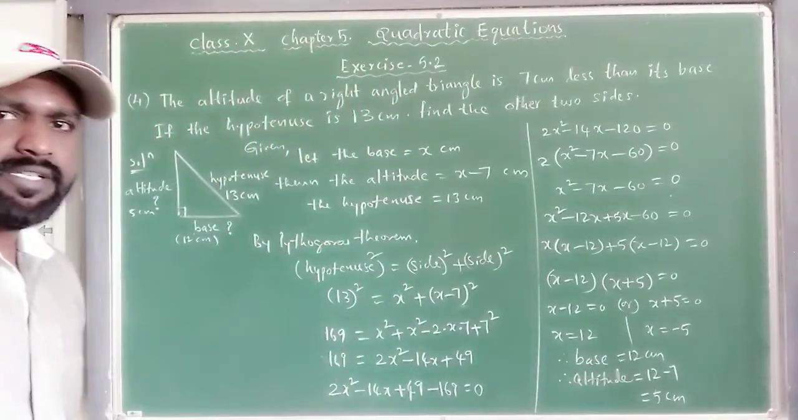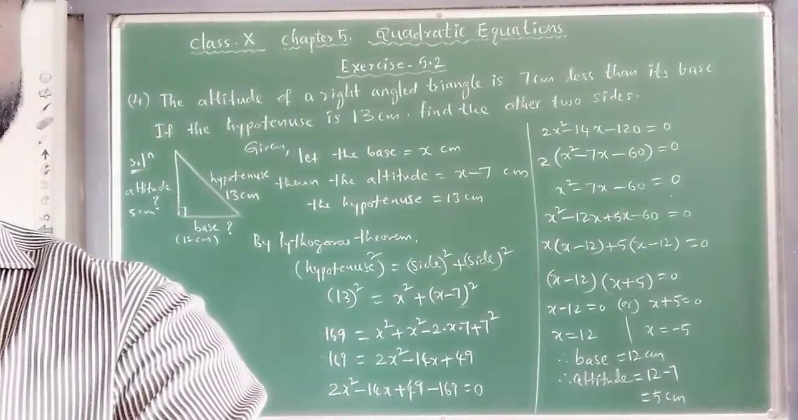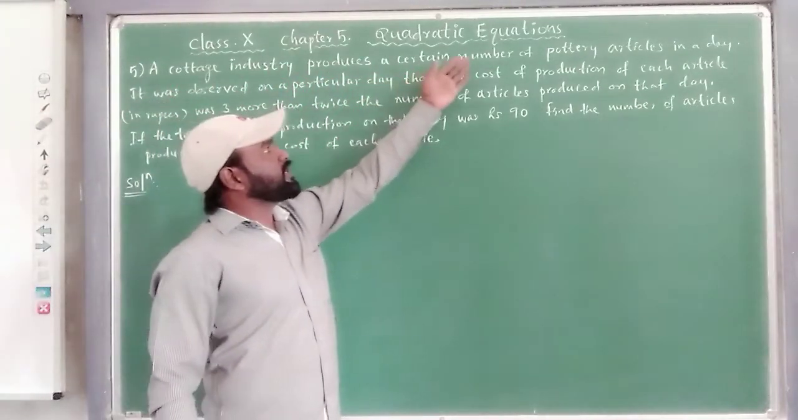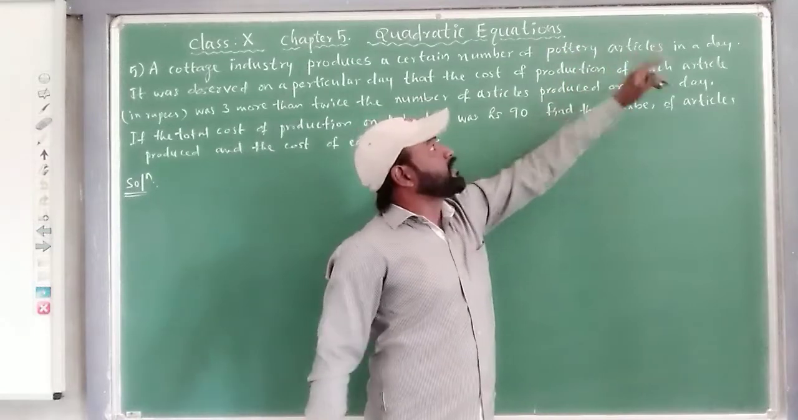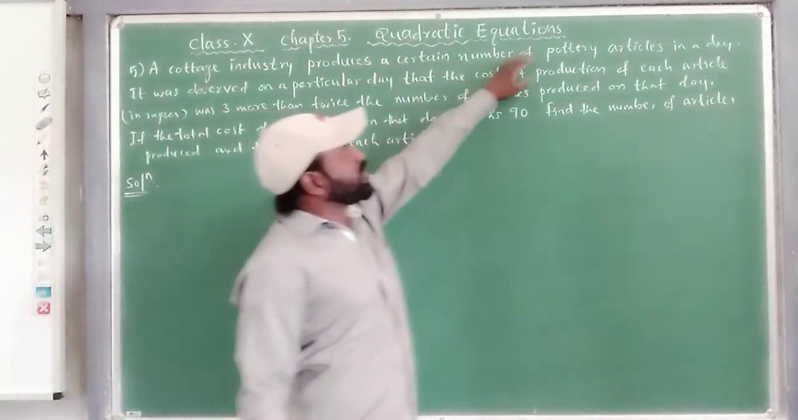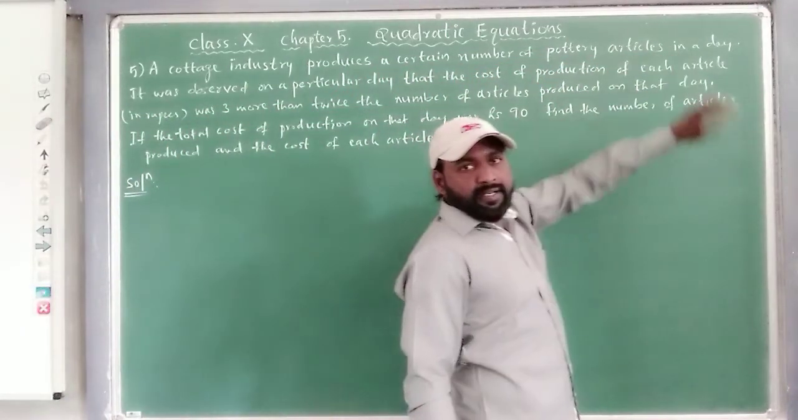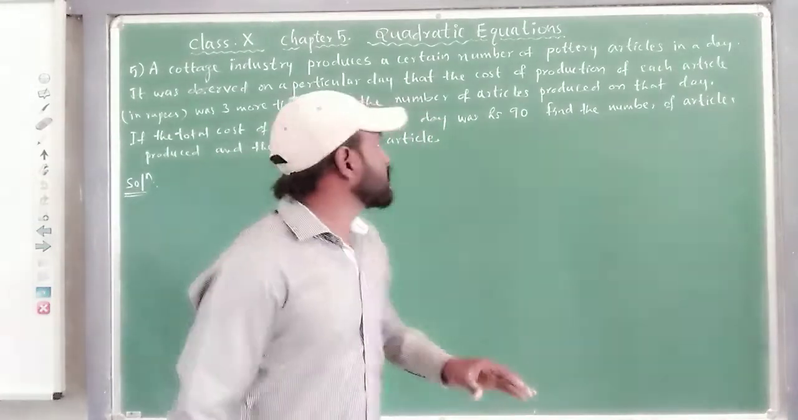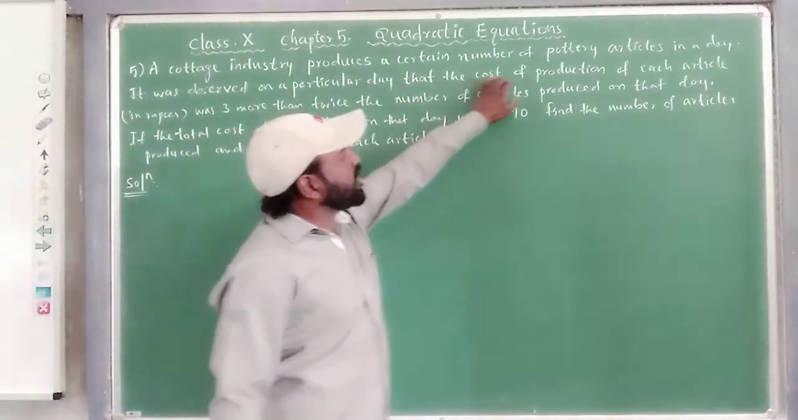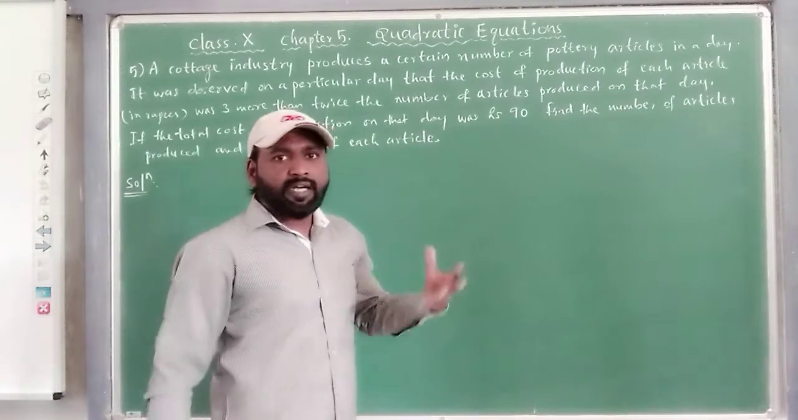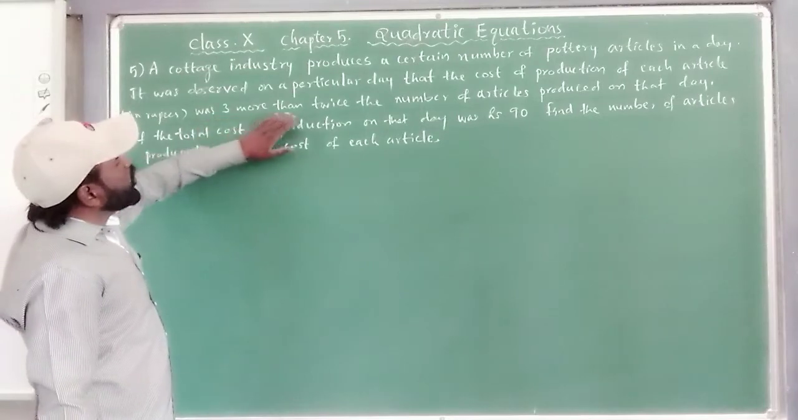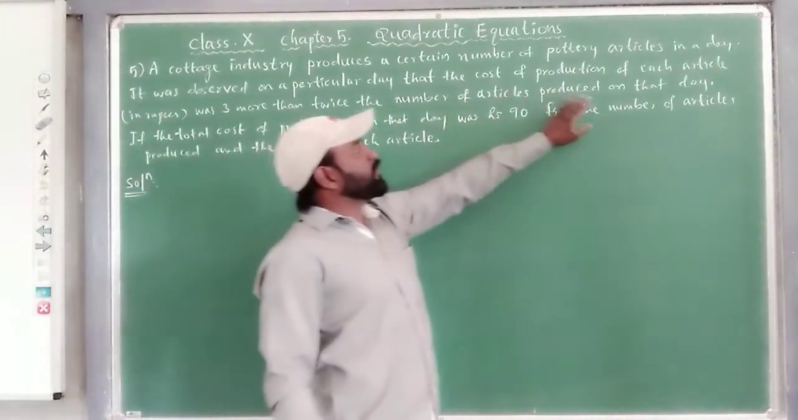Let us move on to the next question now. See question number 5. A cottage industry produces a certain number of pottery articles in a day. That industry is producing pottery articles. It was observed on a particular day that the cost of production of each article, in rupees, was 3 more than twice the number of articles produced on that day.